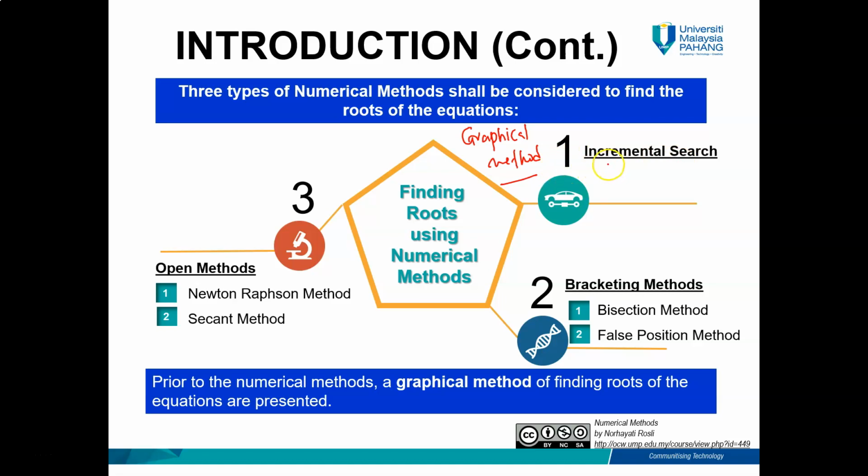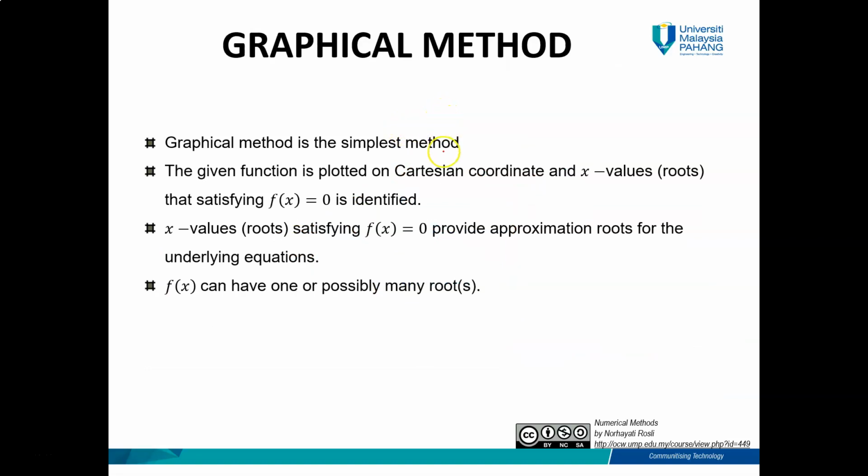And then, class, from incremental search, we'll go to the bracketing methods, which consist of the bisection method and the false position method. And then, because some cases need open methods, we will also learn how to find roots of equations by using open methods, which consist of the Newton-Raphson and secant methods. So before we go further to all these numerical methods, we'll learn how to find roots of equations by using the graphical method. First, we go to the introduction of the graphical method.